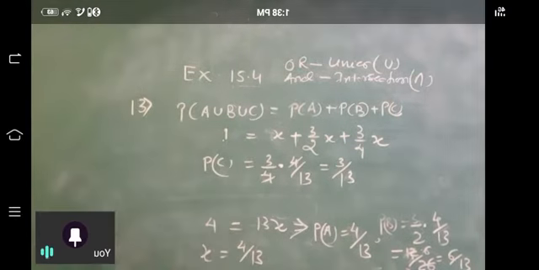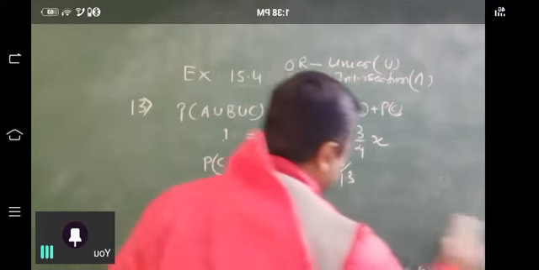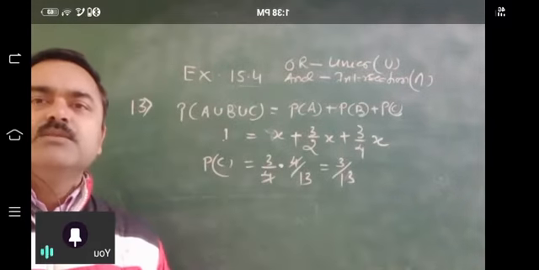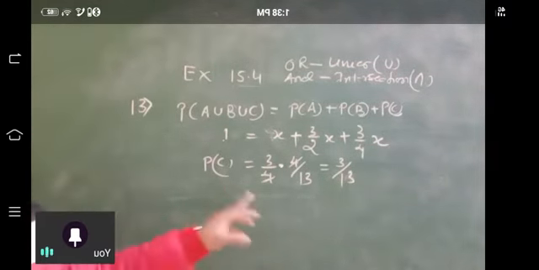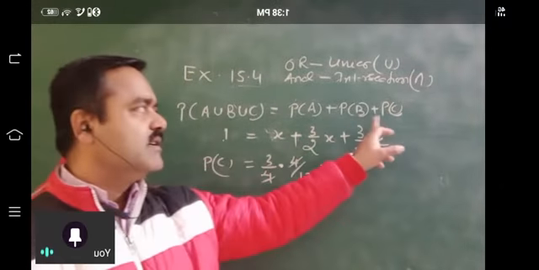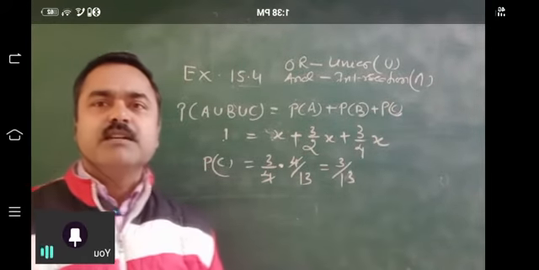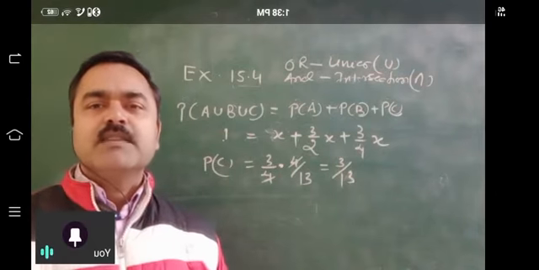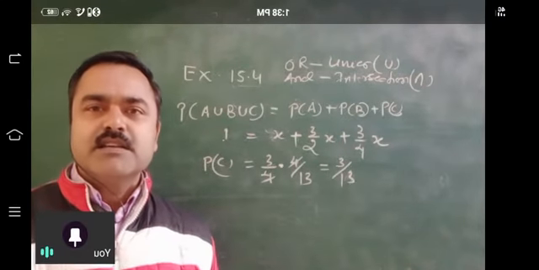In this way, you can find the probability of A, B, C by applying the formula: probability of A union B union C equals probability of A plus probability of B plus probability of C, in case A, B, C are mutually exclusive events.